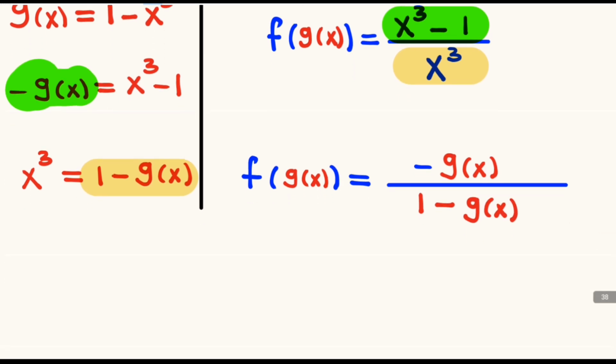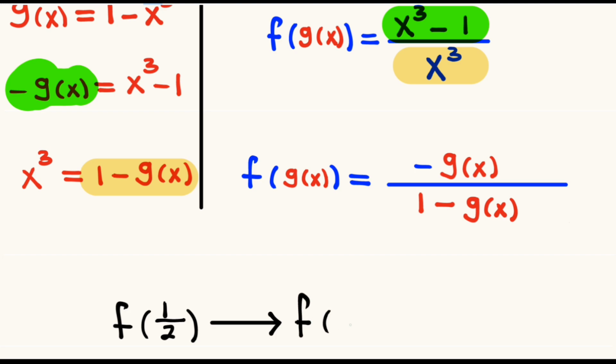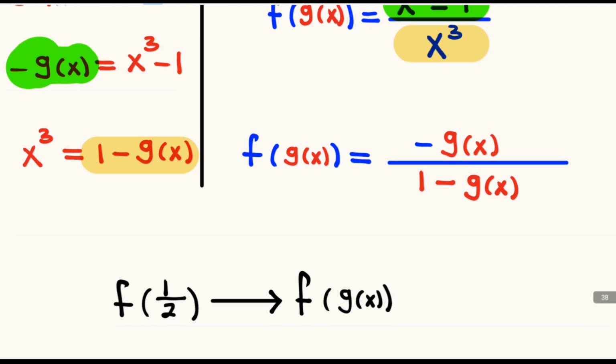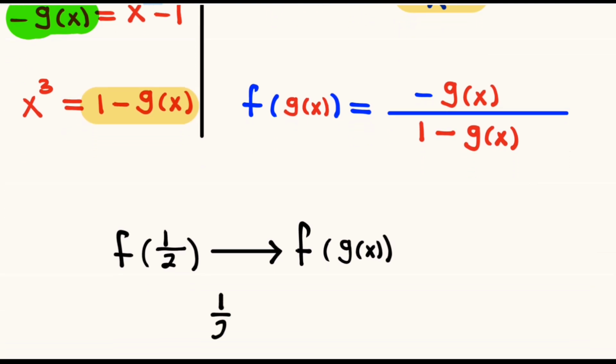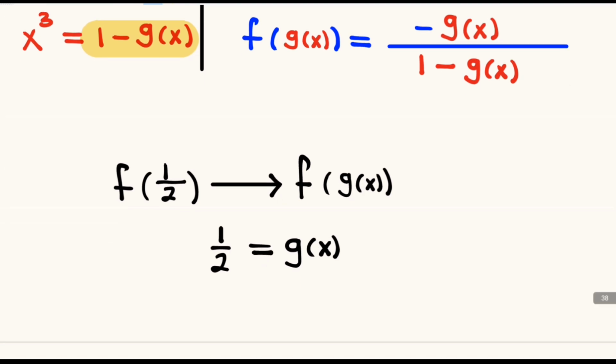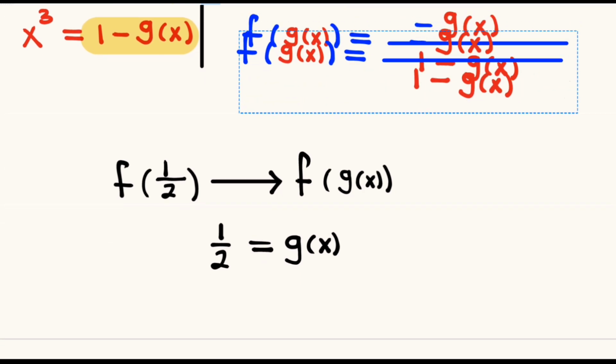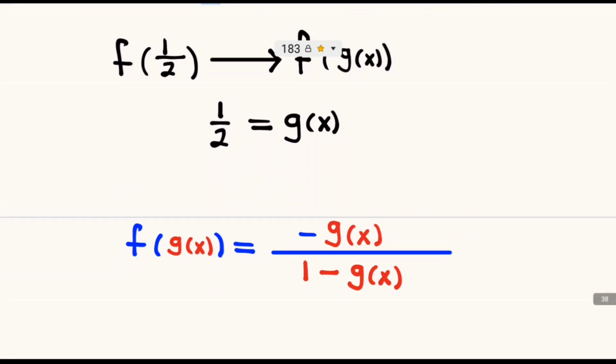and from here, remember that we have to determine f of 1 over 2, and we will do this in relation to the f of g of x. So we are going to equate the half with the g of x, and let's substitute the half in the place of the g of x.